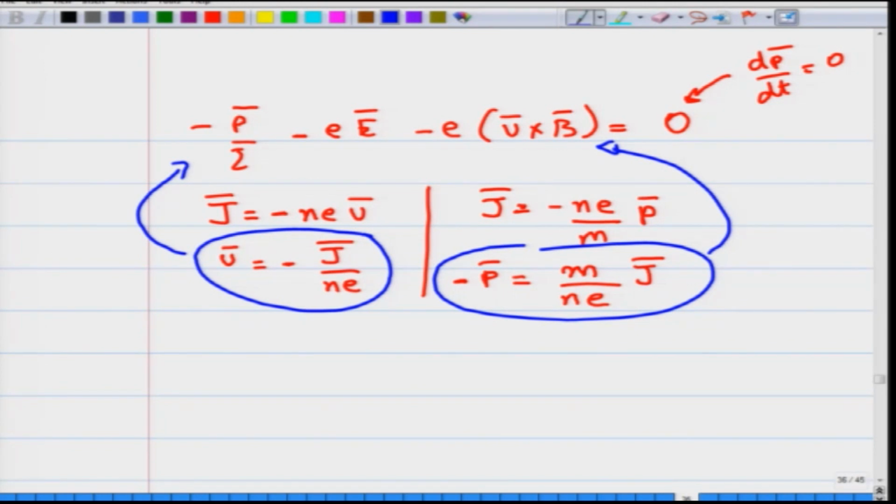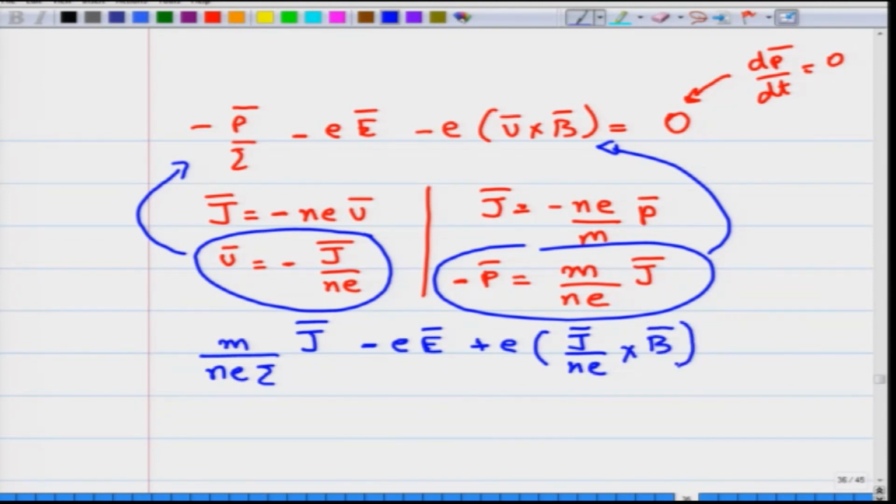Okay. So, you will get first term will be m by NE tau into J minus E times the electric field minus E times, now the velocity will be written as, for the velocity we replace this expression as J by NE cross B. This negative sign has taken care of this sign and this is equal to 0.